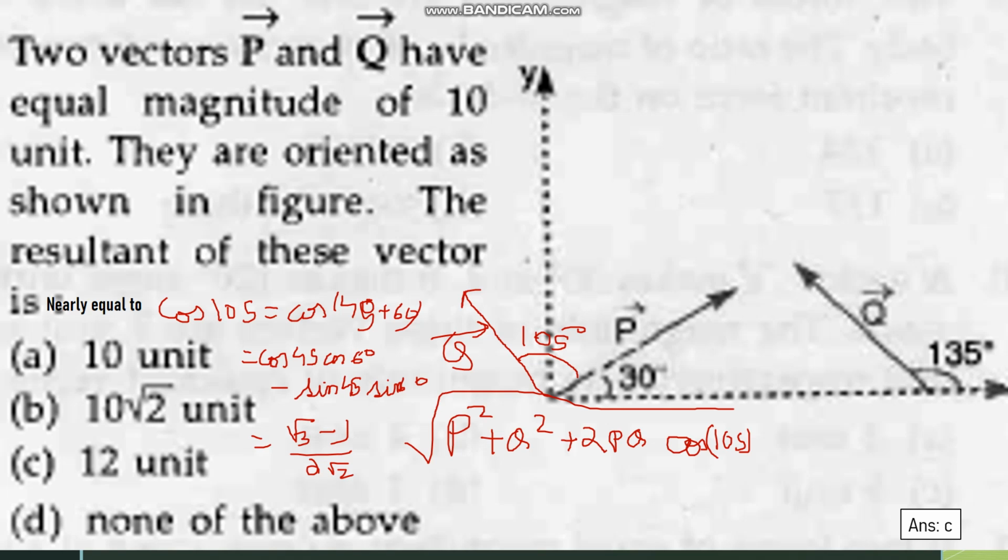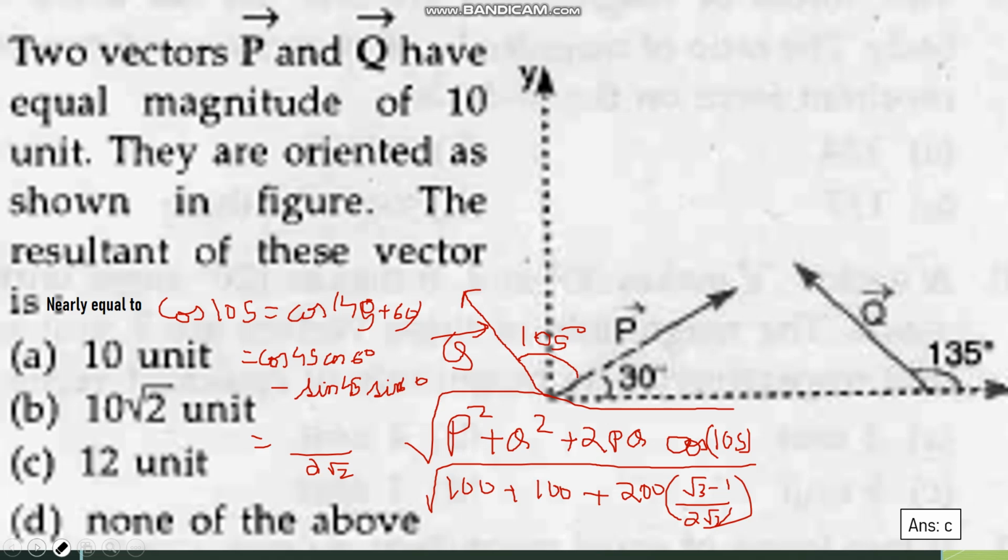Now putting the value P to be 10, P square is 100. Now Q square is 100. 2PQ is 200. And then this is root 3 minus 1 by 2 root 2, whole root. Now on solving this, we will get a negative quantity. Oh sorry, I have done a little mistake here. This will be 1 minus root 3. Now this will be 1 minus root 3. A simple error.